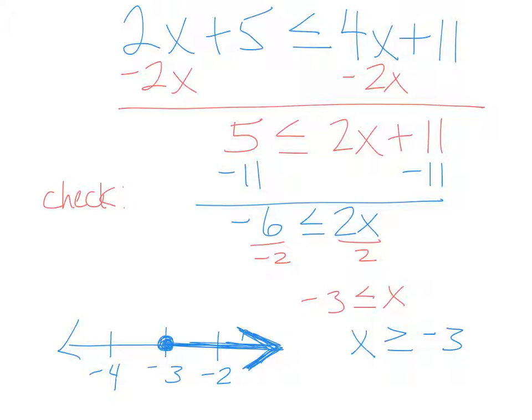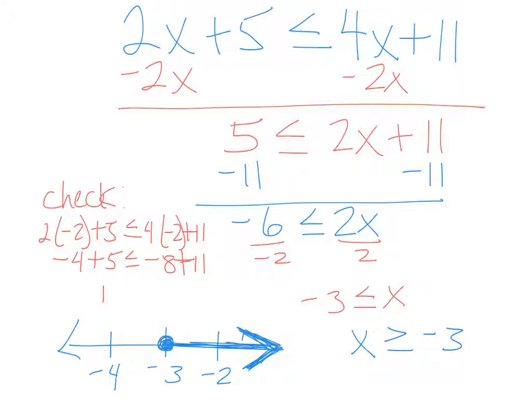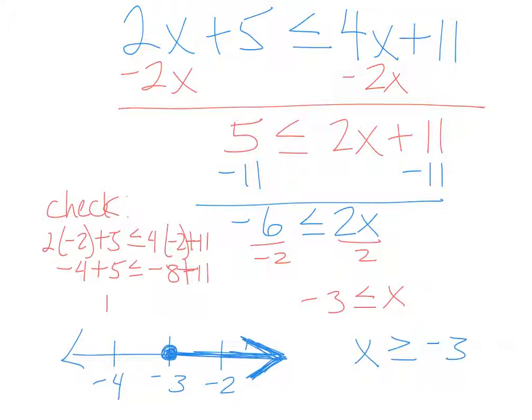Since negative 2 is greater than negative 3, I'm going to use negative 2 and see if this will be true. So 2 times negative 2 is negative 4. 4 times negative 2 is negative 8. Negative 4 plus 5 is 1. Okay, so I have 1 is less than or equal to negative 8 plus 11, which is 3. 1 is less than 3, so that is true.